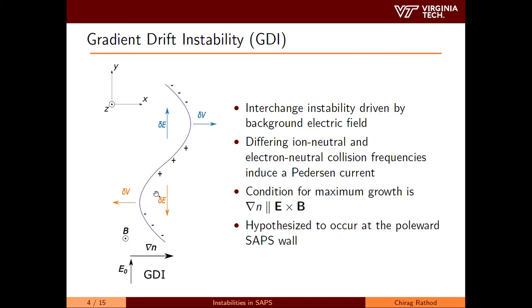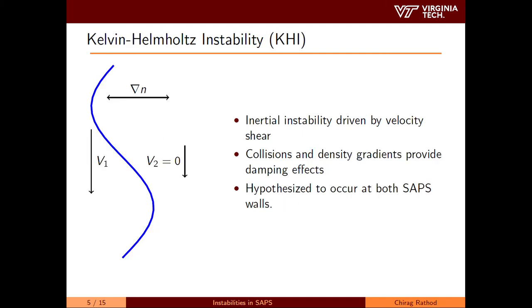The figure on the left here shows the condition for maximum growth, such that the gradient in density is parallel to the E cross B drift direction. By nature of the way that the neutral wind direction is, this is hypothesized to occur at the poleward SAPS wall. The equatorward side is going to be such that we're in the stable regime of the GDI. So it's only the poleward side that's going to be the unstable regime.